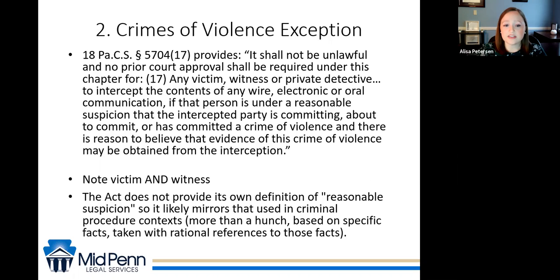It's noteworthy here that this applies for any victim, witness, or private detective. So if you're representing a victim of violence and it was their friend who was present and recorded it, this exception could still apply.